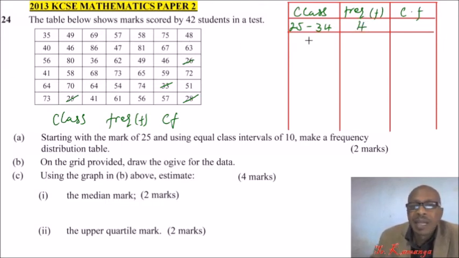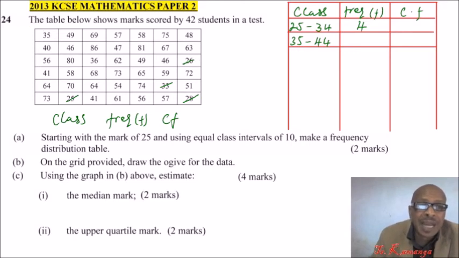We make another row here for the next class, and this class will have 35 to 44. So we check the marks that are in between 35 and 44. So that is 1, 35 to 44.